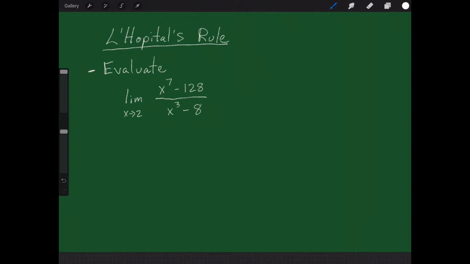And if we want to take that limit, what are the first few things that we'd like to try? I think the first thing that we typically would want to try with something like this is to plug in the value 2. So if we took 2 and plugged it in for x here, on the top of this fraction I get 2 to the 7th, which just happens to be 128. So I get 128 minus 128 divided by, if I plug in 2 to the bottom, 8 minus 8. And so we end up with something like 0 over 0. And we know that that's not so good, right? This is bad. We don't get 0 over 0 as a limit. So plugging in the value 2 isn't going to get the job done.